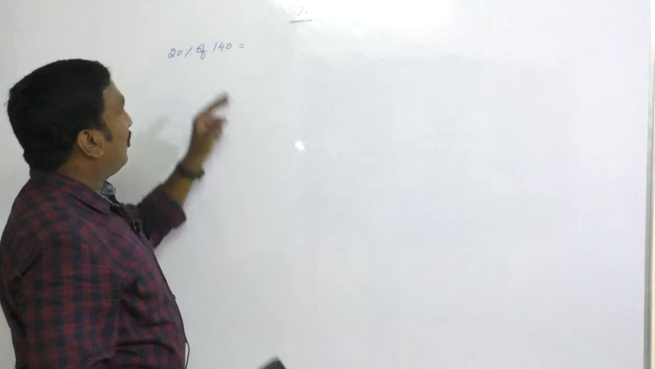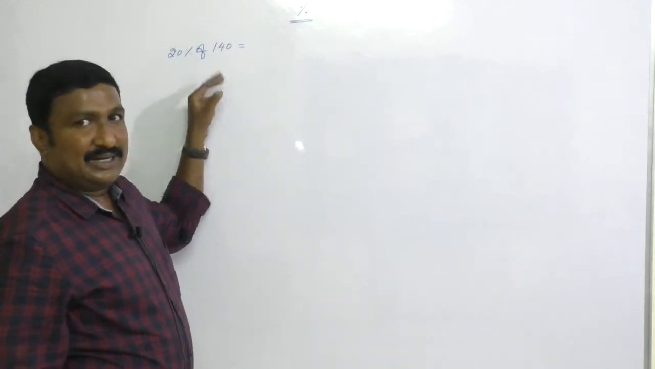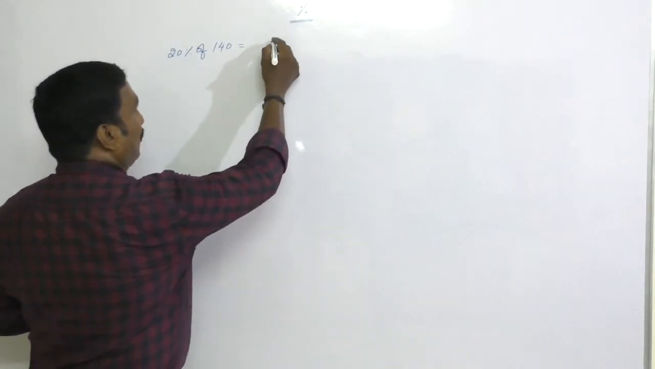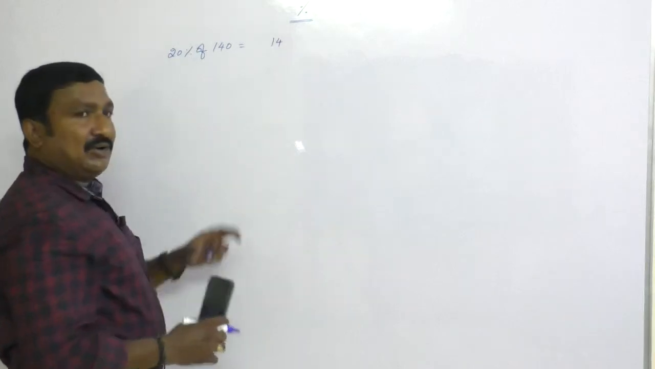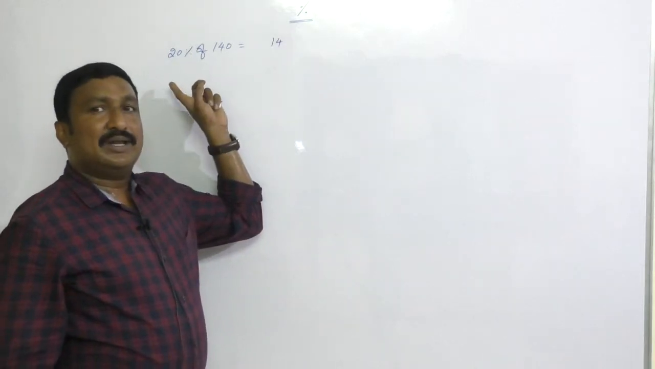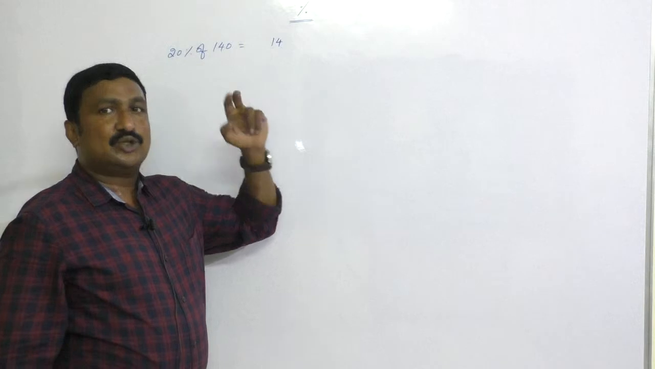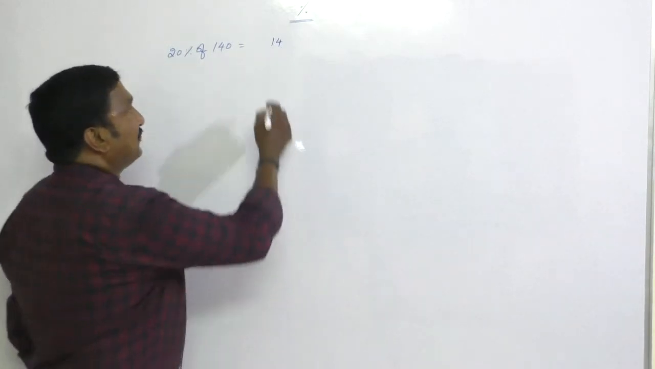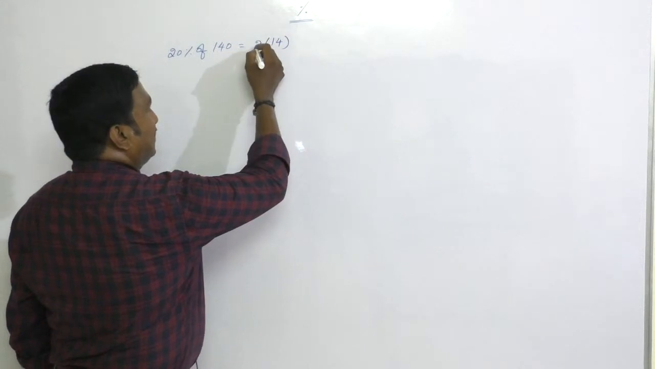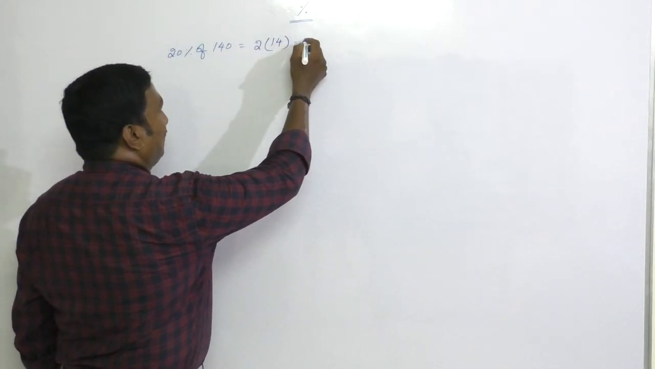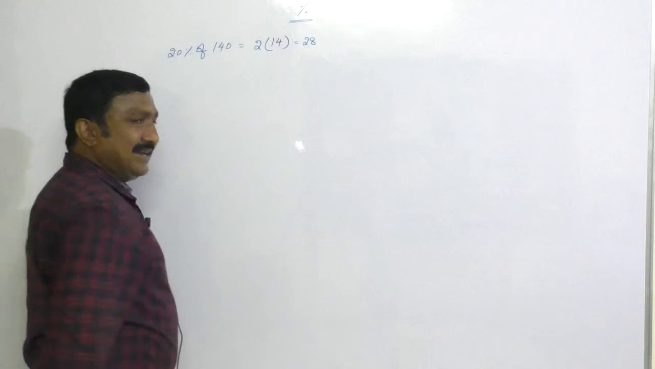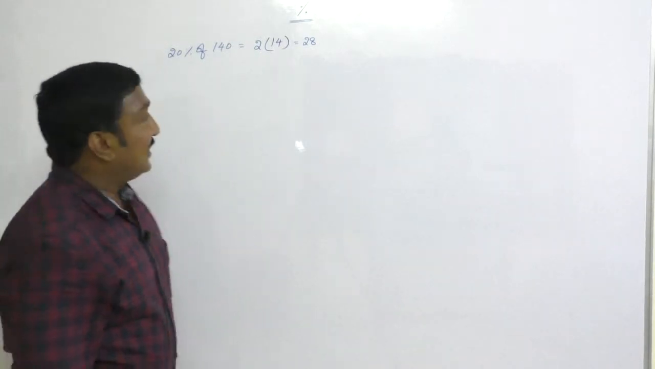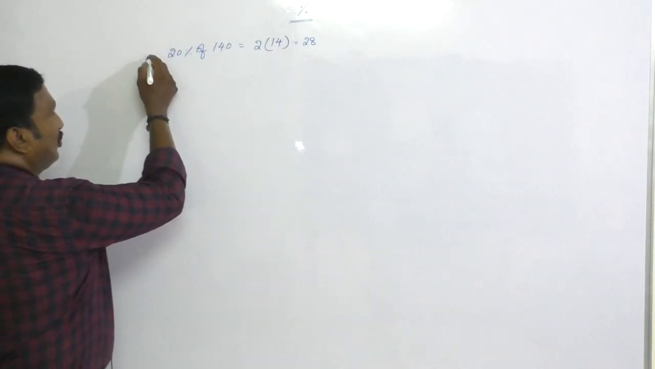So here first I will calculate the 10%. What is the 10% of 140? 14. So once I got the 10%, now I have to calculate 20%. 20% means 2 times of 10%. That means we have to multiply it by 2. Okay friends, so 2 into 14, which is equal to how much will it come? 28. Right friends.